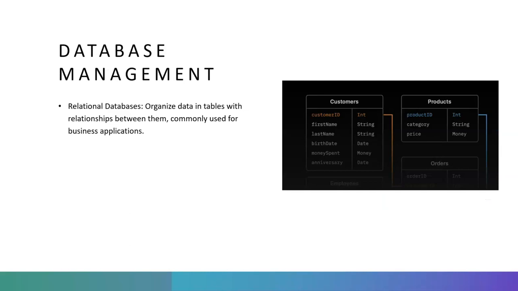Database management system. A database management system is a relational database, where we store the data in rows and columns in the form of tables. We organize the data in tables with relationships between them, commonly used for business applications. For databases, we can use Access as a tool, MySQL as an open source option, Oracle SQL, or Microsoft SQL Server. So we have plenty of options for DBMS systems.